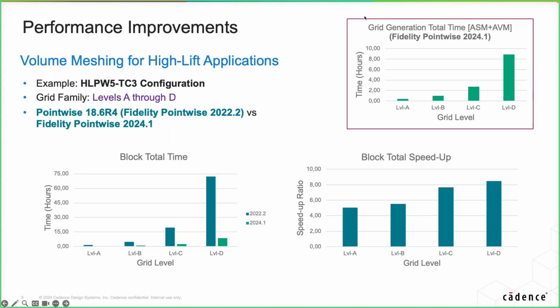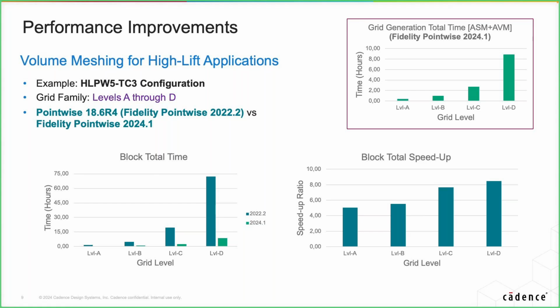Up here in this little chart in the top right, this is just showing the total mesh generation time. And even here for the level D, it's still really only about 8.5, or 8.75 hours, I believe, to do both the surface meshing and the volume meshing. Of course, the surface meshing doesn't take nearly as long as the volume meshing portion.